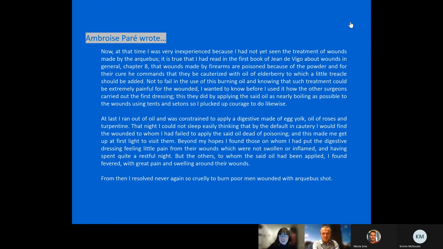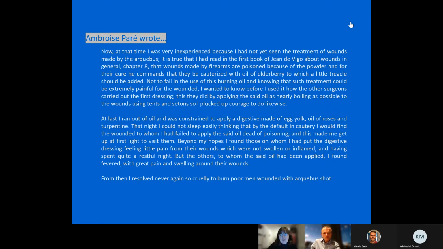So at the beginning, he's saying, yeah, I'm really inexperienced. I don't really know what I'm doing. That's the impression he's giving us at the minute. And the first thing he mentions is that he had read in this first book of Jean de Vigo about wounds in general. So there we have our first example of a type of learning, which is book learning or learning theory. But as you're all absolutely right, where the passage really kicks off is where he sets aside this book learning and uses his own instincts and his own experience to see what he should try and do.